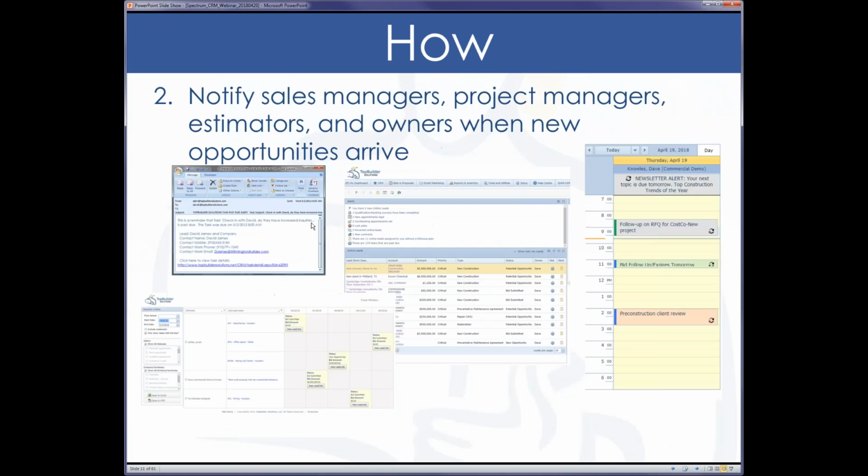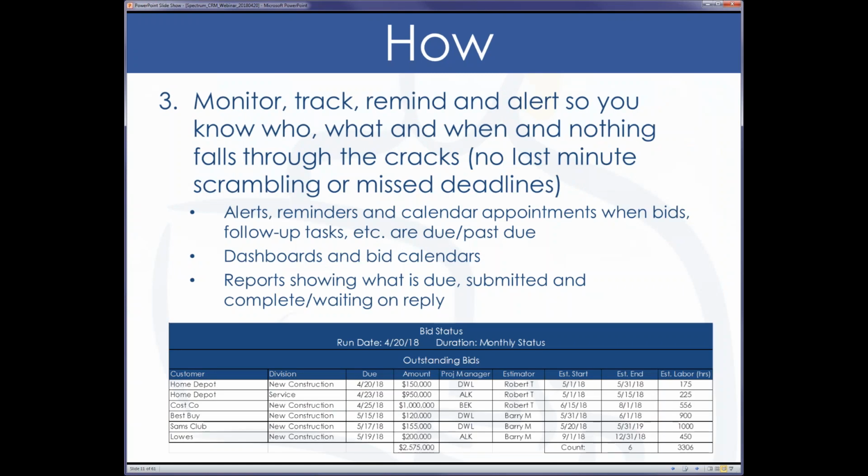This is a picture of an alert. We have a bid calendar, a dashboard that says I have X number of new leads. I know you can't see this, but you'll see it in the demo. And then we have a calendar where we have a new RFQ coming in, or we have a bid due, something like that, all available for you to make sure everything is getting the attention it needs and nothing falls through the cracks.